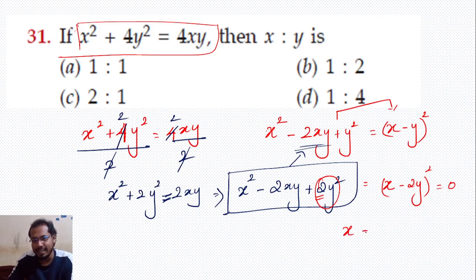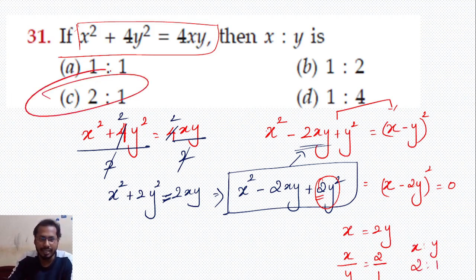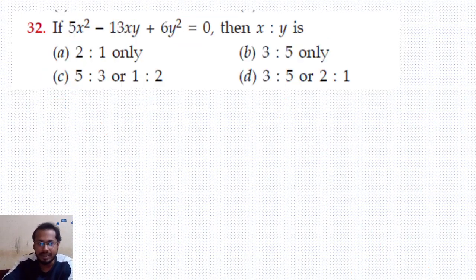Just solve this. x is equal to 2y. x over y is equal to 2 over 1. So that is nothing but x is to y is 2 is to 1. So option C is the right answer. So I made this equation into the formula, so it was very easy for getting the answer. Right, next question, 32. 5x square minus 13xy plus 6y square is equal to 0.